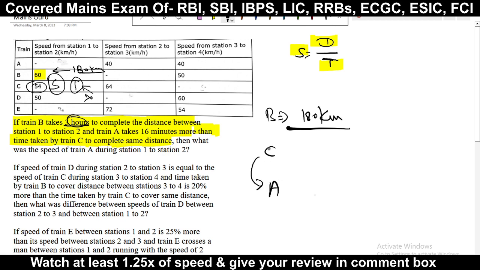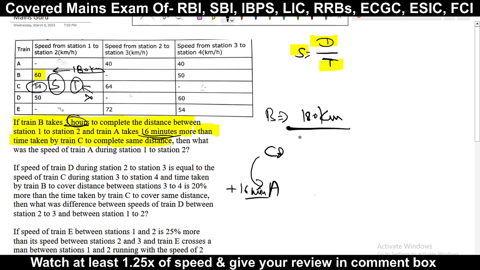Why A? Because it is clearly given in the question that the time A takes is 16 minutes more than C's time. So first of all we will calculate this.